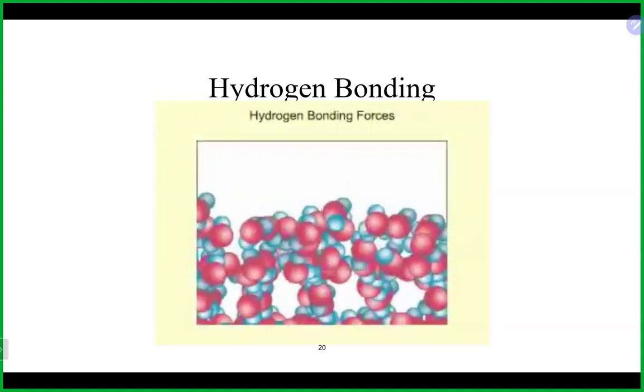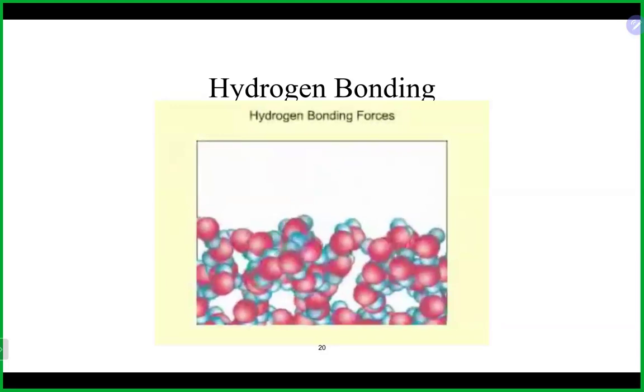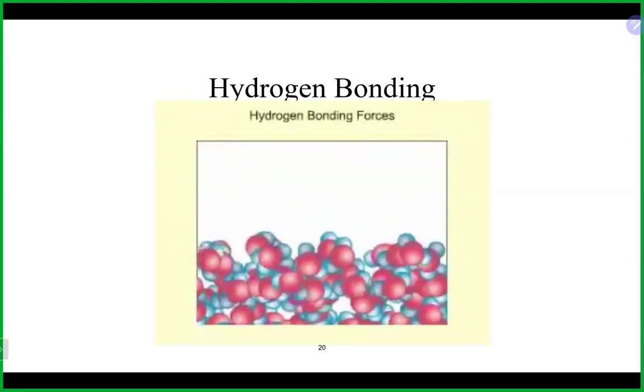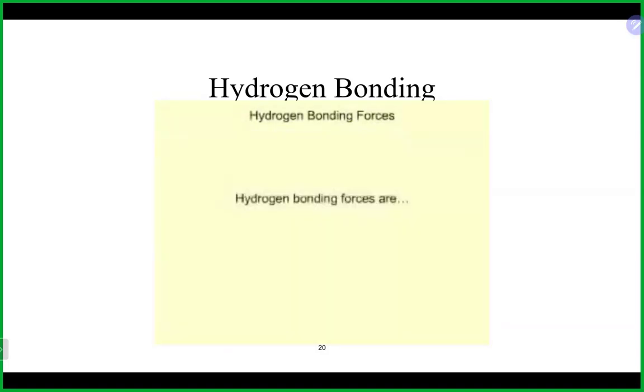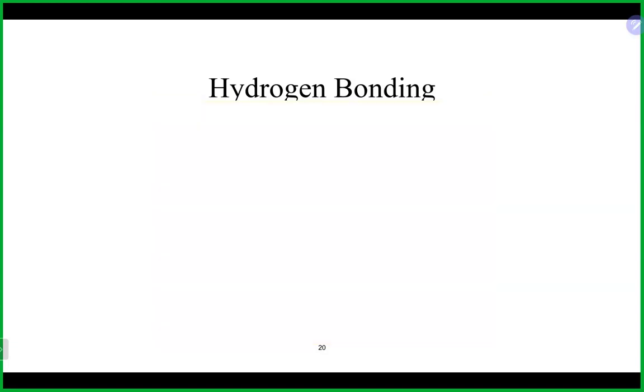In liquid water, the tetrahedral arrangement is not fixed because the molecules are able to move around, and on average, a water molecule is surrounded by 3.4 other water molecules. Hydrogen bonding forces are unusually strong attractions that occur among molecules in which hydrogen is bonded to a highly electronegative atom.